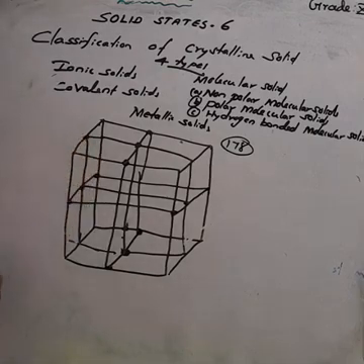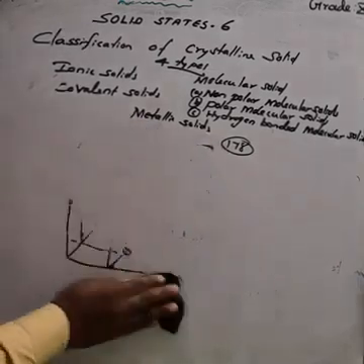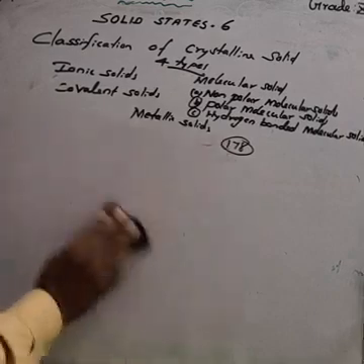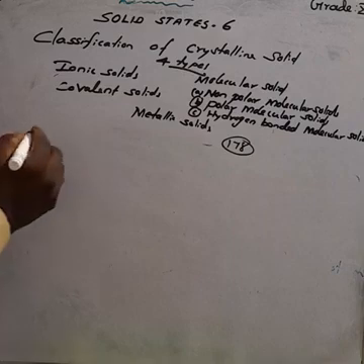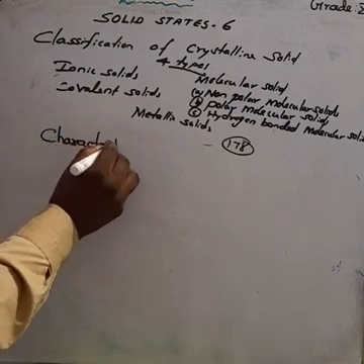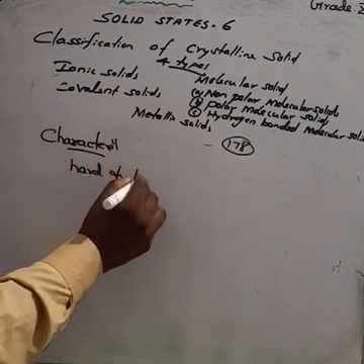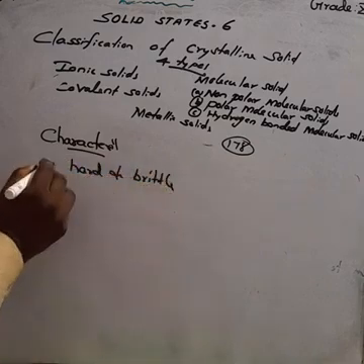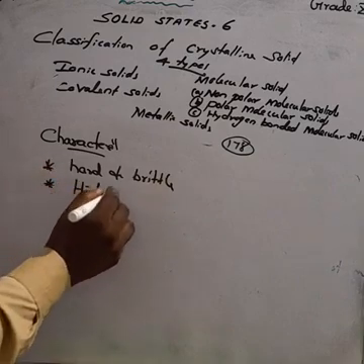Next, we can discuss the characteristics of ionic solids. This is one of the important 3-mark questions. What are the characteristics of ionic solids? The ionic solids are hard and brittle. The ionic crystals have a high melting point.